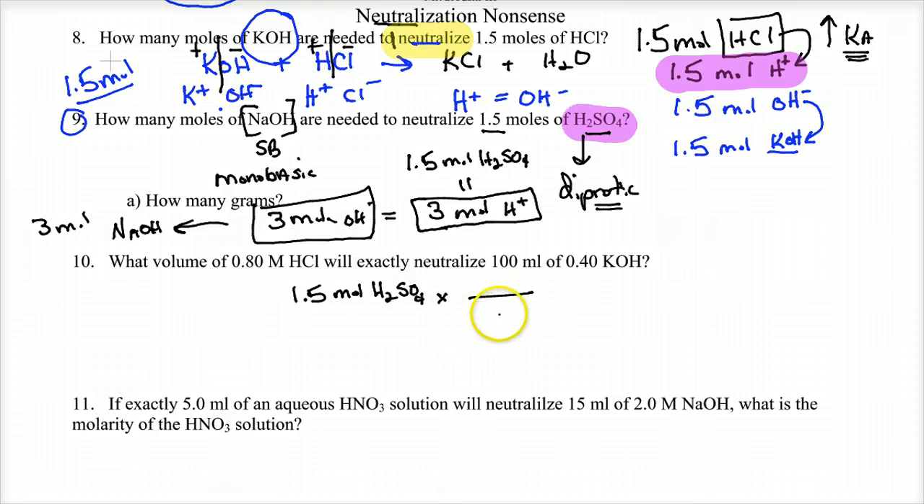Okay, and I know that for every 1 H2SO4, there are 2 protons. Right, it's diprotic, so I get rid of that, and I have moles of H pluses. Now, second thing I'm going to do: I know that for every 1 H plus, there is 1 hydroxide. And that's always. Neutralization is always this ratio.